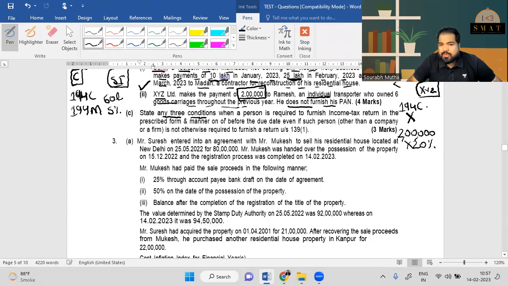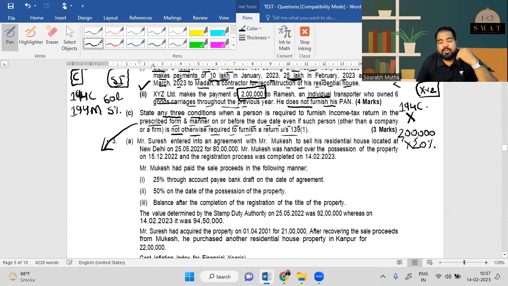State any 3 conditions when a person is required to furnish his income tax return in the prescribed form and manner on or before the due date, even if such person is not otherwise required to furnish a return. Guys, what are the 3 reasons? If you remember, you have to file your return if your income is above certain limits, and for companies and firms it is compulsory.